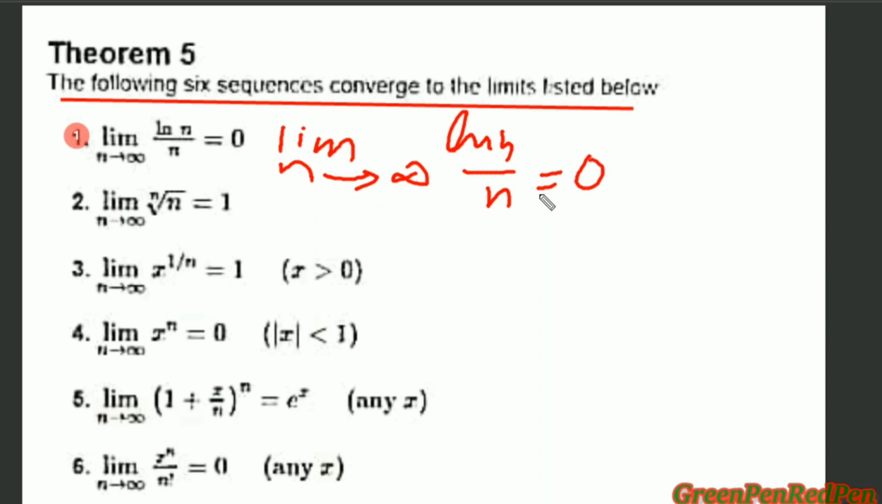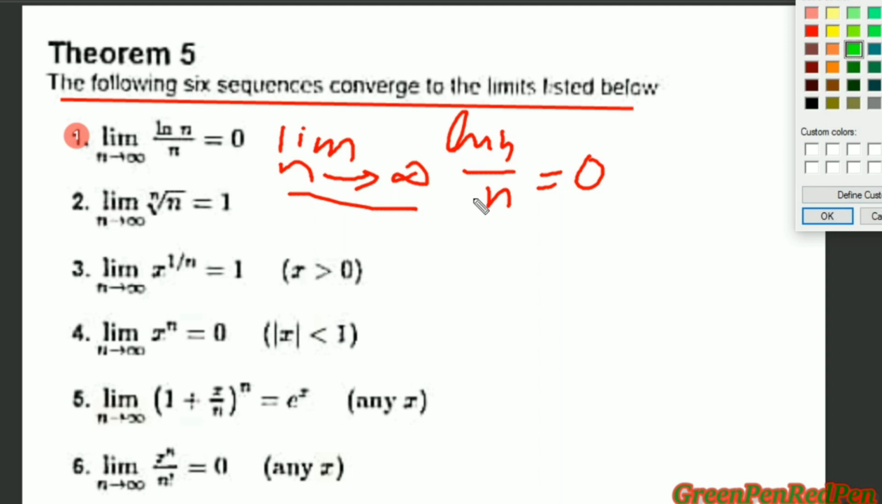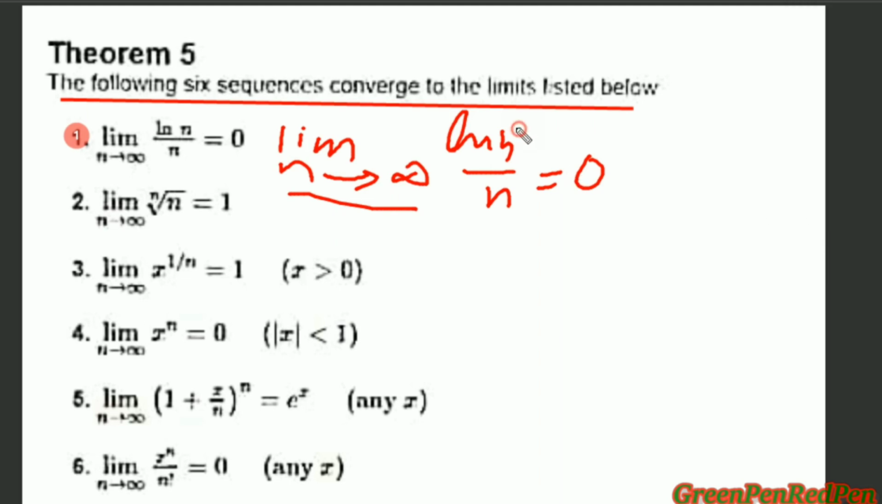It means that log of n over n is our sequence, and when we put n approaching infinity, this sequence tends to 0. Similarly, we have sequences number 2, 3, 4, 5 and 6.